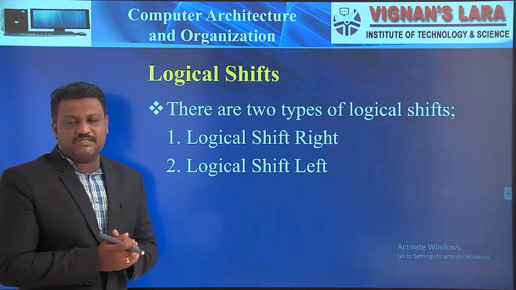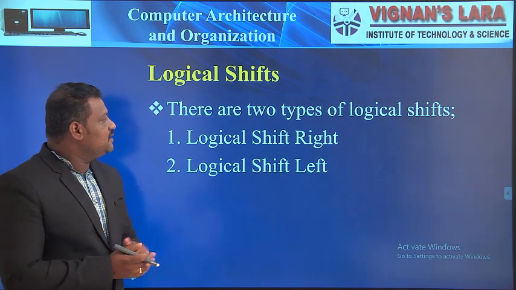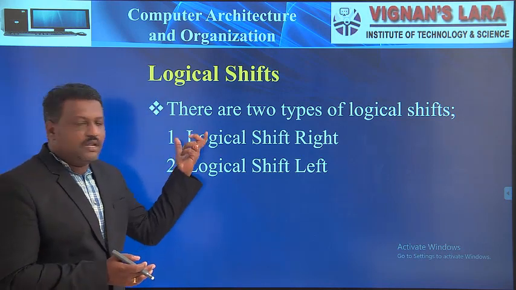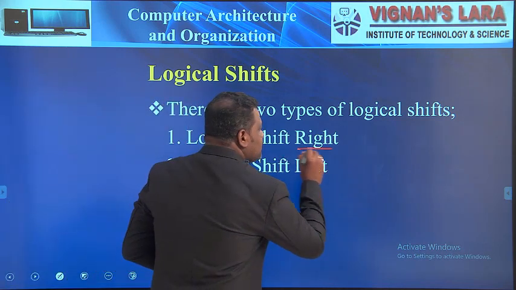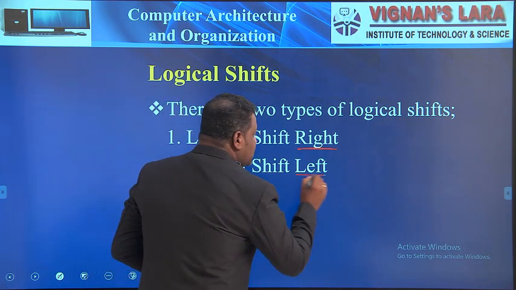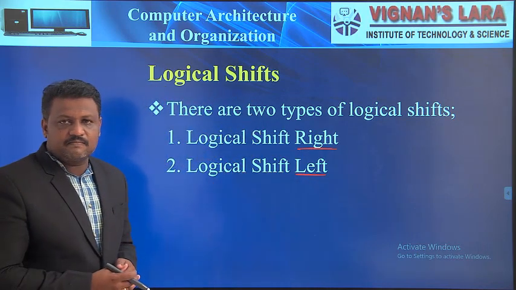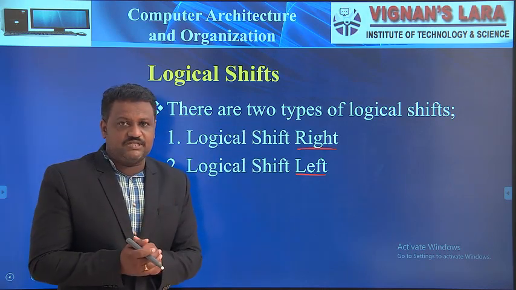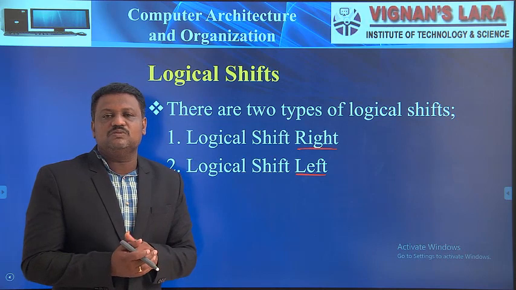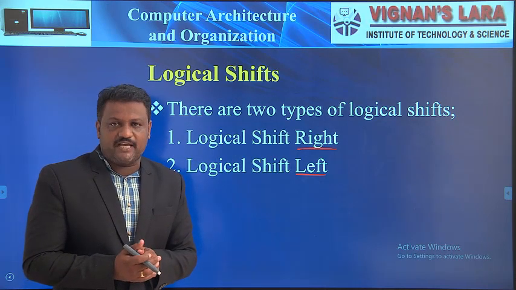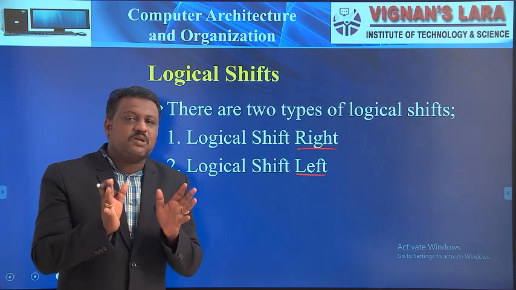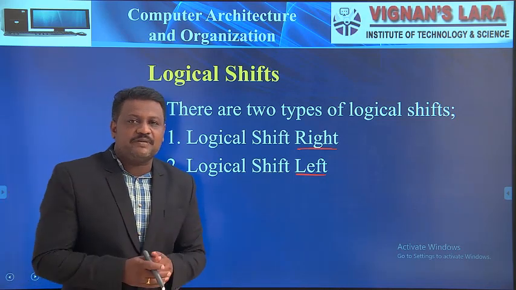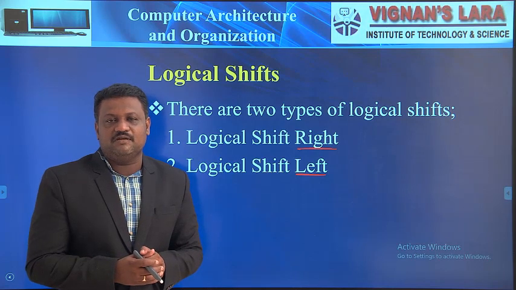First one is logical shifts. In logical shifts, there are two types of logical shift operations we have. One is logical shift right and the second one is logical shift left. Basically, these logical shift operations help us do the arithmetic operations, multiplication as well as division, in a faster way.